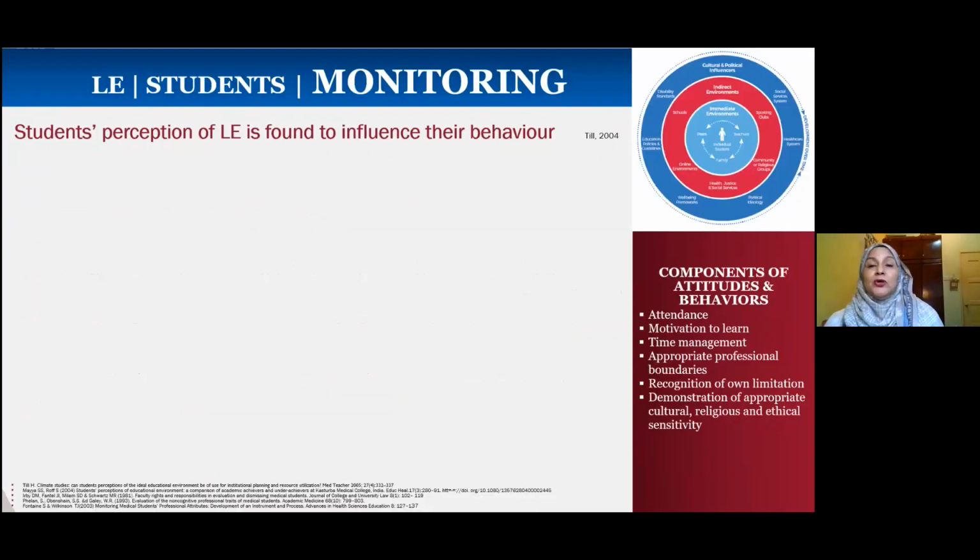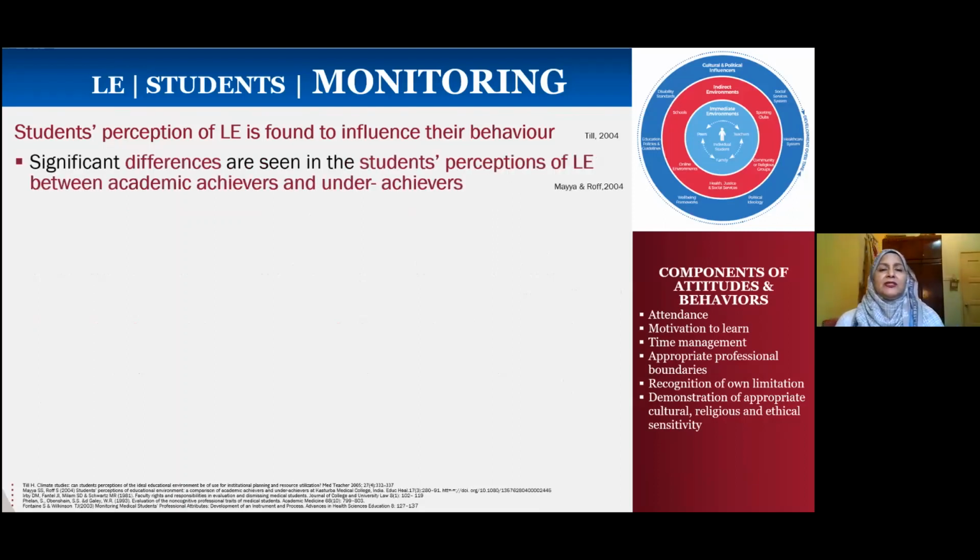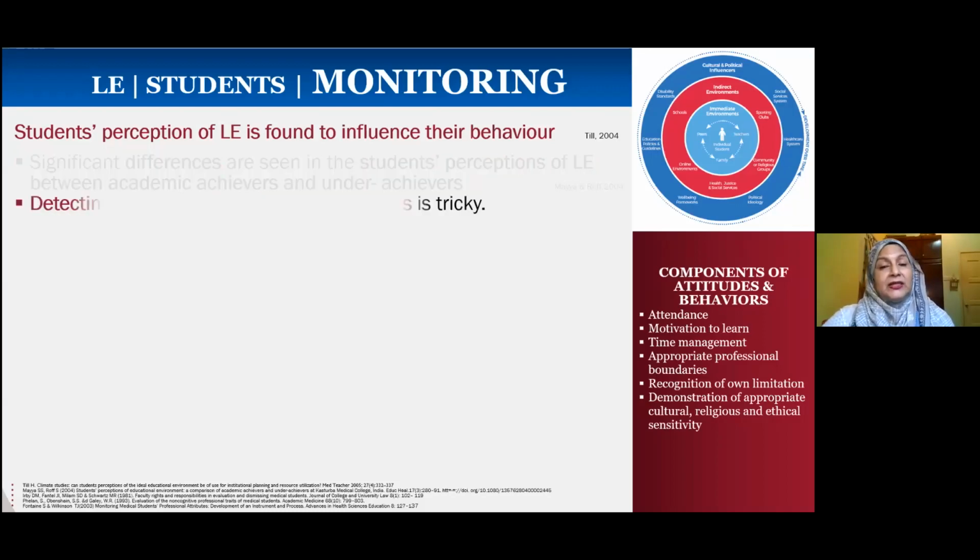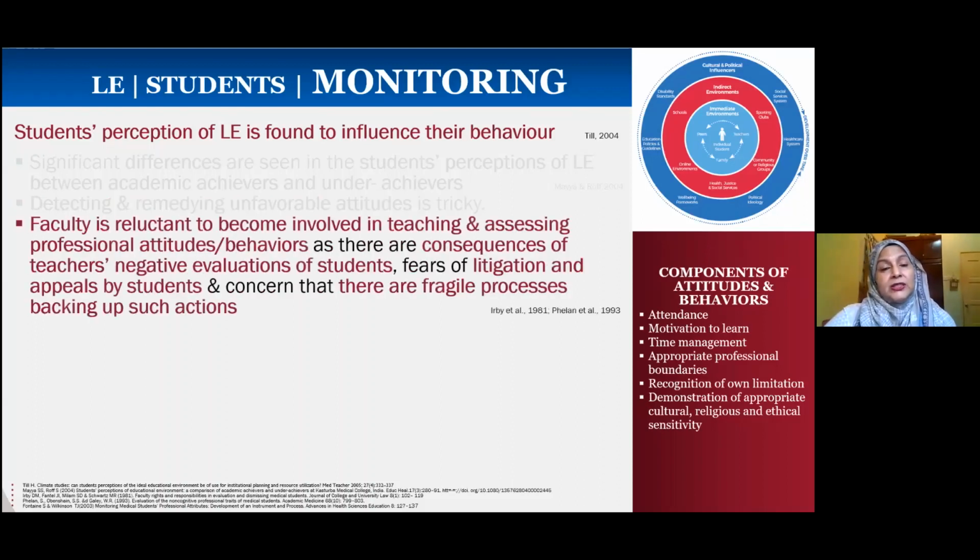After the mentoring comes the monitoring of the students. Student perception of learning outcome is found to influence their behaviors. Significant differences are seen in the students' perception of learning outcome and learning environment between academic achievers and underachievers. Detecting and remedying unfavorable attitudes is practically tricky for the staff.